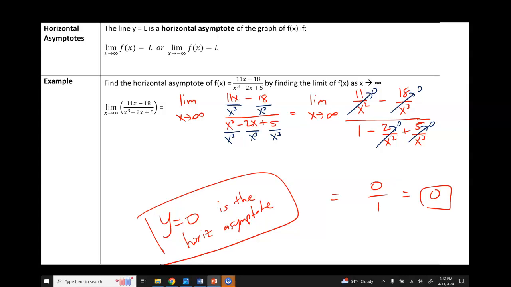So by the definition, y equals 0 is the horizontal asymptote, because the horizontal asymptote is the limit as x approaches infinity of any given function. And that's it.